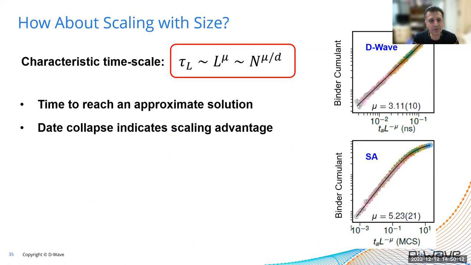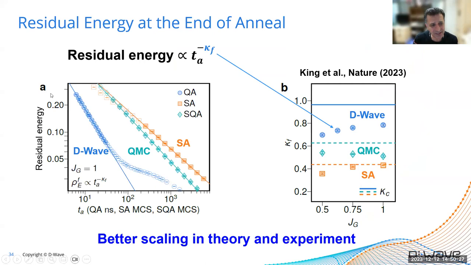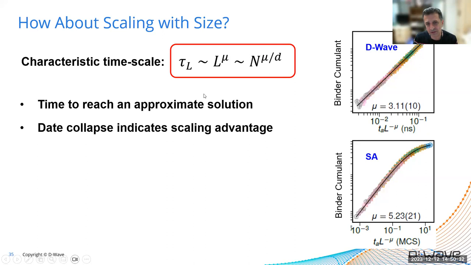One more point is about this plot, where we are looking at a scaling of residual energy with time. However, for complexity people, you care about a scaling of time with size. What can we say about a scaling of time with size? Indeed, by definition of the adiabatic time scale that I told you before, the adiabatic time scale is L to the power mu, and L is basically the number of qubits to the power of 1 over D. Basically, there is a relation between this time scale, which is the most important time scale in dynamics, and the number of qubits in your system.